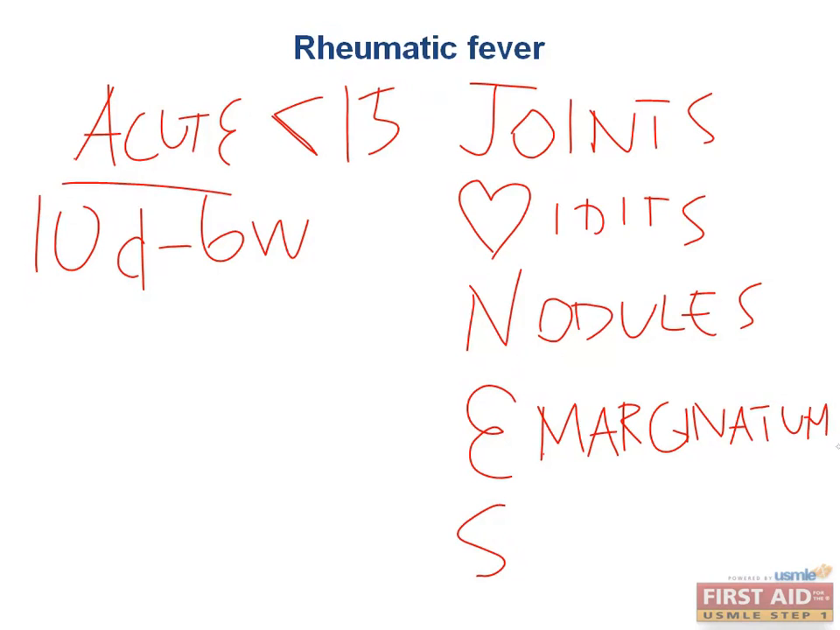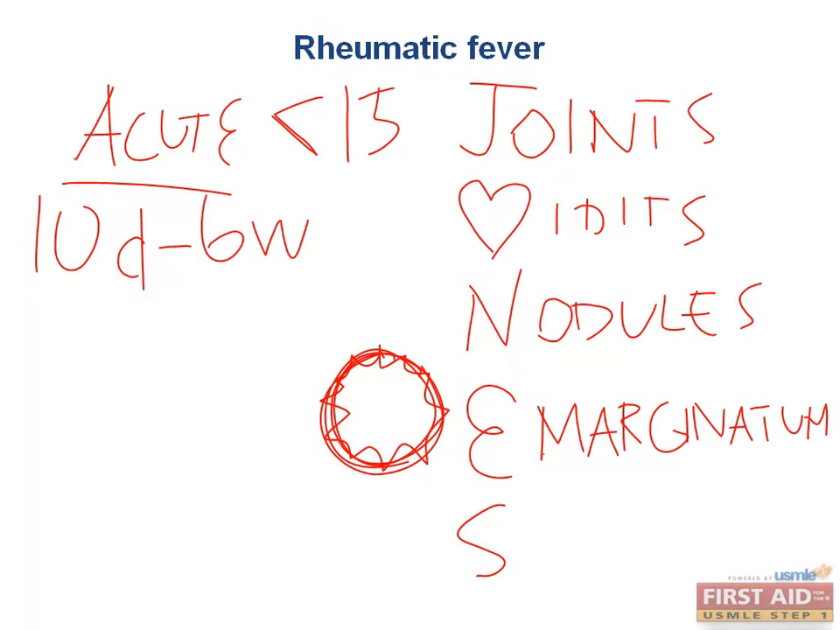And it is named so because the margins of these lesions are very erythematous, right? There's a high color difference between the red border and the central, usually clear area of the lesion. And again, this is also easier to remember because it can also be caused by a response to an erythrogenic toxin that's also produced by group A strep.